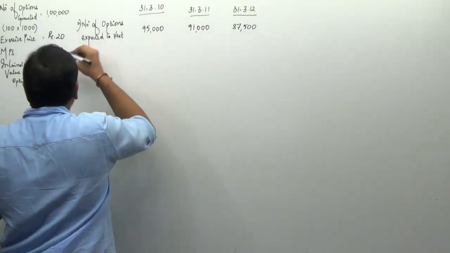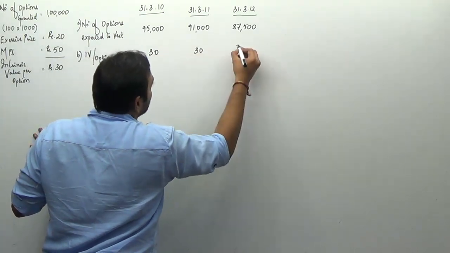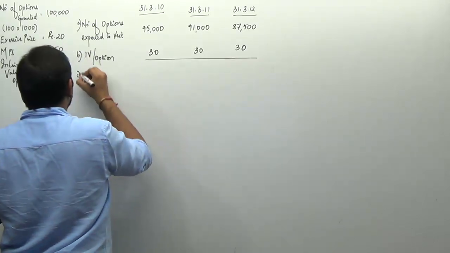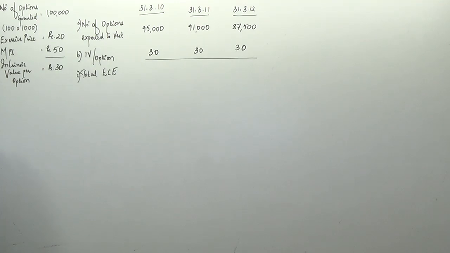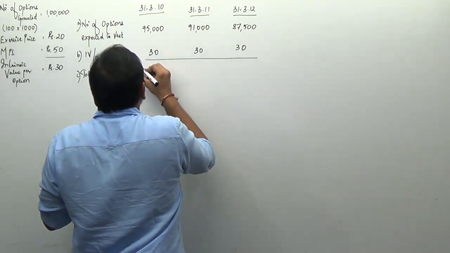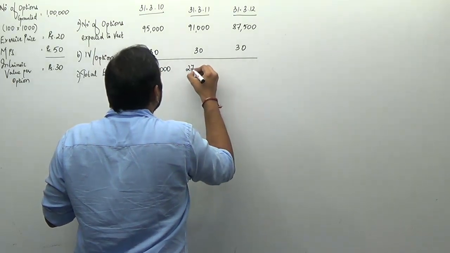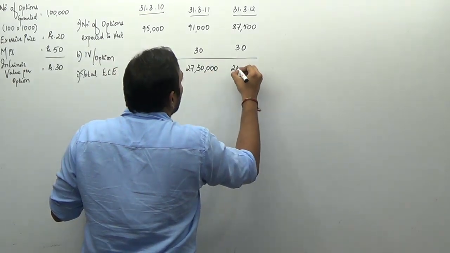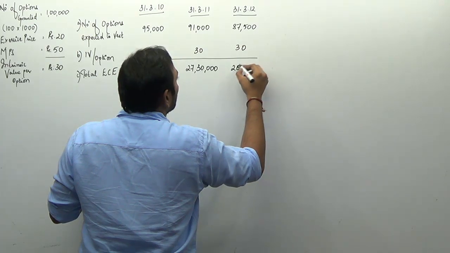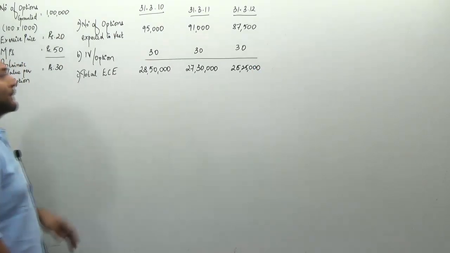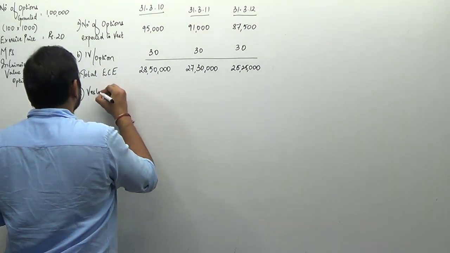Go on. What do we need? To calculate total loss, we need intrinsic value per option. Intrinsic value per option is calculated as 30 rupees. Multiply, we'll get total employee compensation expense. Let us call it as ECE, guys. Employee compensation expense, or the total loss to the company, will be 28,50,000, 27,30,000, 26,25,000.